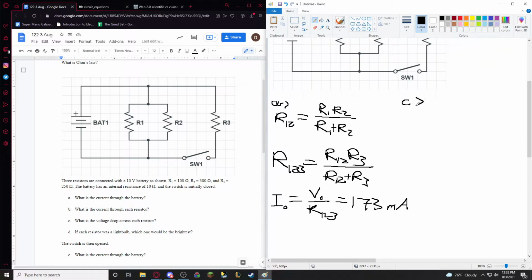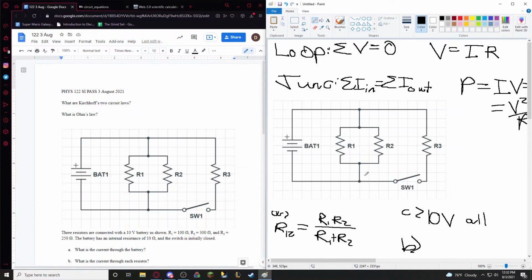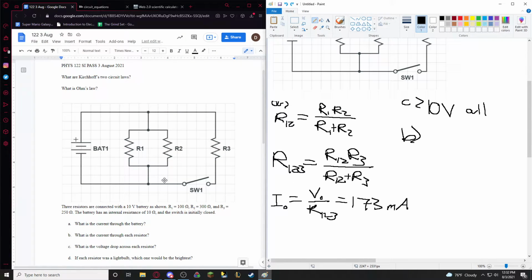So it's 10 volts across all of them, because all of the resistors are parallel to one another, and there's no other resistor in the circuit. So Kirchhoff's loop law, any loop voltage is 0. We gain 10 volts here, and we lose 10 volts across each of the individual resistors. And so then how do we find the current through each resistor?